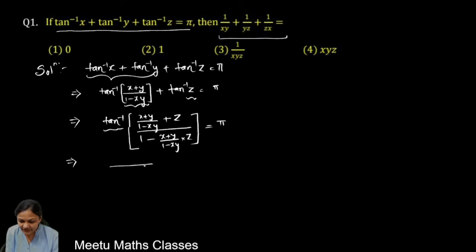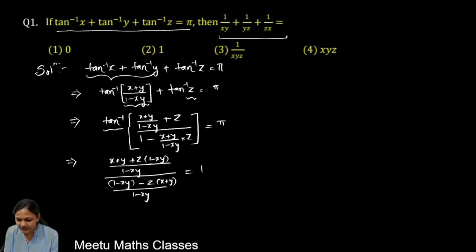Now we can take this tan inverse to the right hand side, and in the left hand side we are left with 1 minus xy as the LCM, then (x plus y) plus z into (1 minus xy) whole upon 1 minus xy minus z into (x plus y) whole upon 1 minus xy, and tan inverse will be shifted to the right hand side and it will become tan pi.